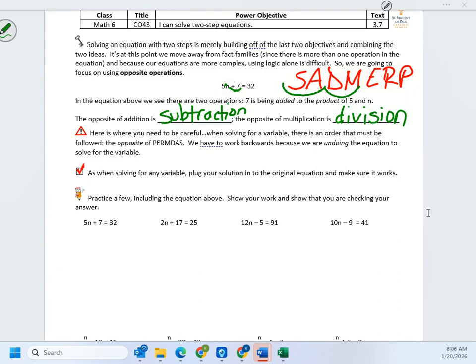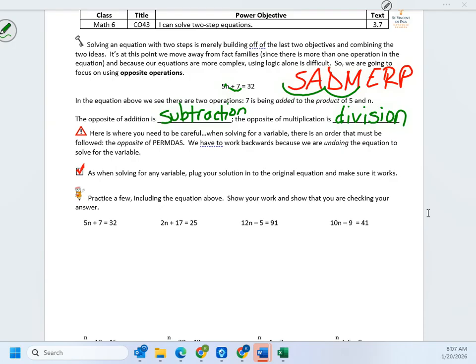So if we see the addition or that positive sign, we know the opposite will be to subtract. If we see a negative number, we know its opposite is adding, right? Negative means minus. If we see multiplication, we know the opposite is dividing that number out. If we see division, we see that fraction bar, which we know means division. The opposite is multiplying.